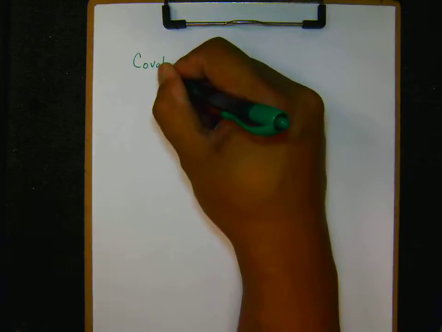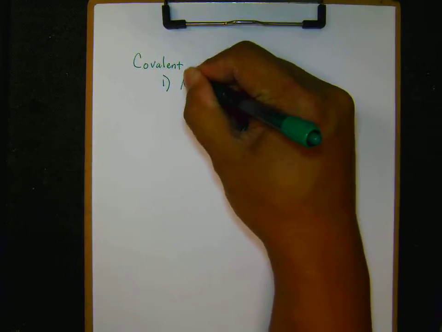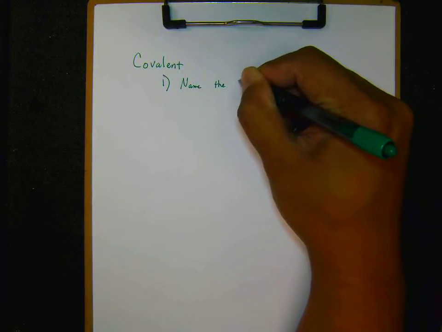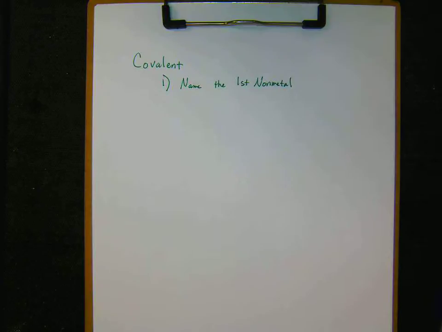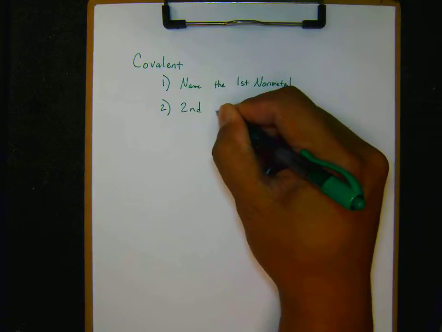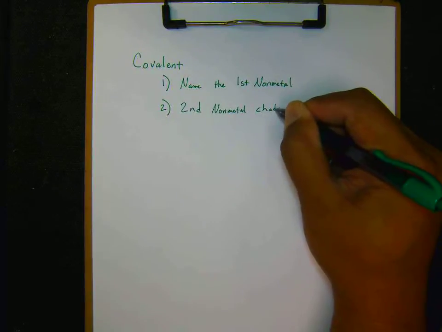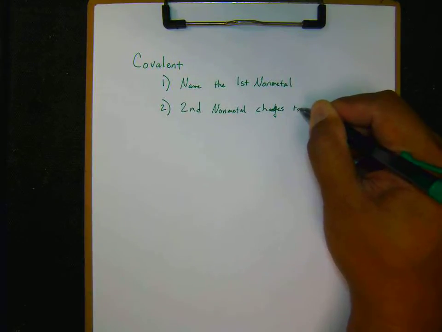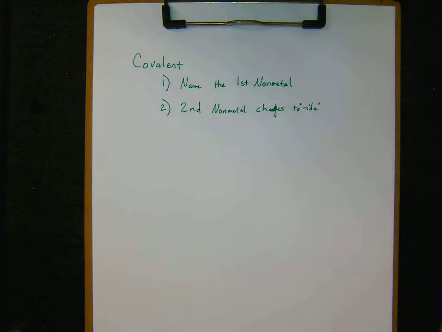Okay. So the first step of naming covalent is you are going to name the nonmetal. Remember, it's nonmetal, nonmetal, two nonmetals. So we're just going to name the first nonmetal. Number two, the second nonmetal changes to IDE. Okay, so far it looks the same thing as the other one, right?